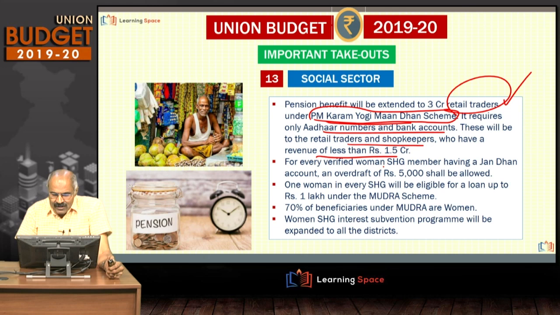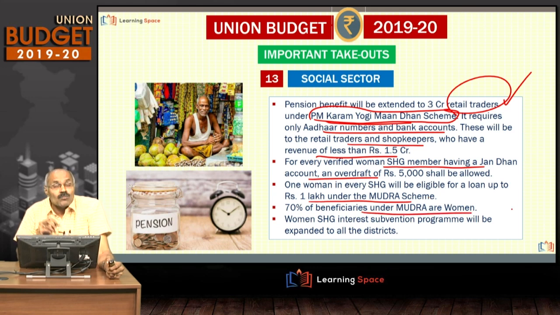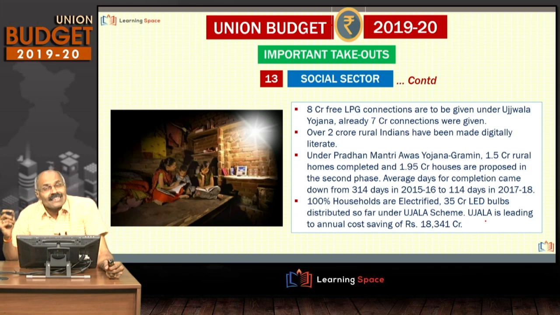Then for every verified woman SHG member having a Jan Dhan account, an overdraft of rupees 5,000 shall be allowed. So friends, SHG members are going to get an overdraft of rupees 5,000. Then one woman in every SHG will be eligible for up to rupees 1 lakh under Mudra. And please don't forget, 70% of beneficiaries under Mudra are women. And the women SHG interest subvention program is extended to all the districts. Friends, you can go through them.